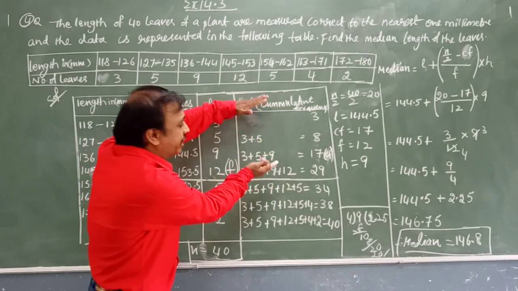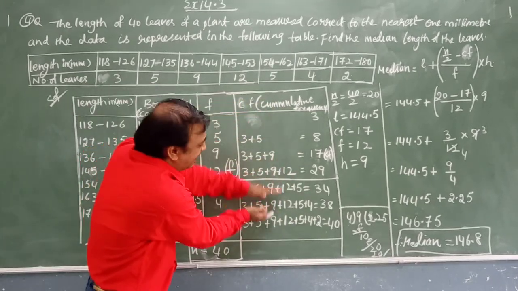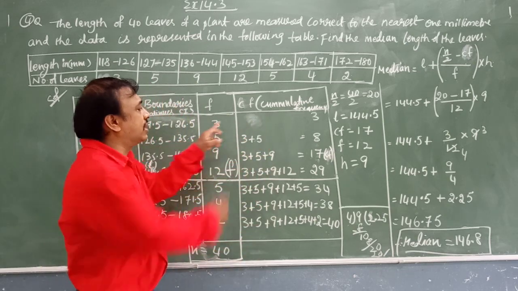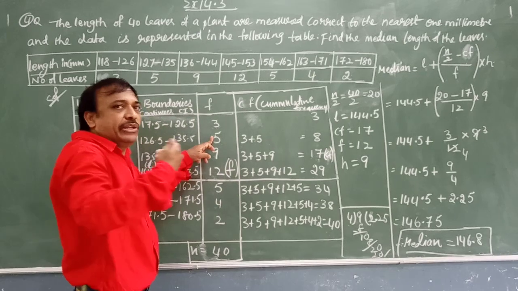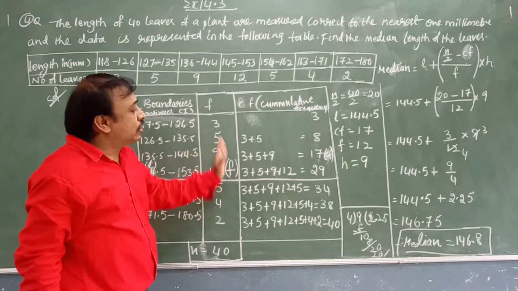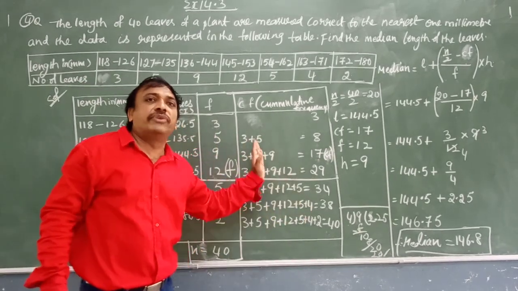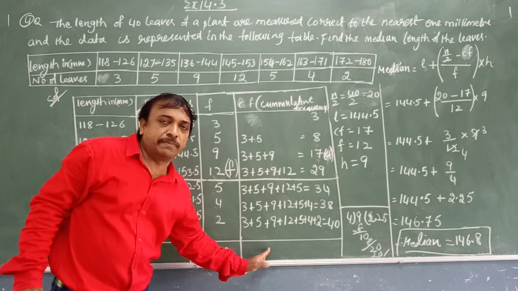Now you see, the important thing is cumulative frequencies. If you don't want to show all these calculations, you can directly start: first 3, then 3 plus 5, 8. Keep that in mind, calculate, and write. To avoid mistakes, we are doing this calculation part over here.